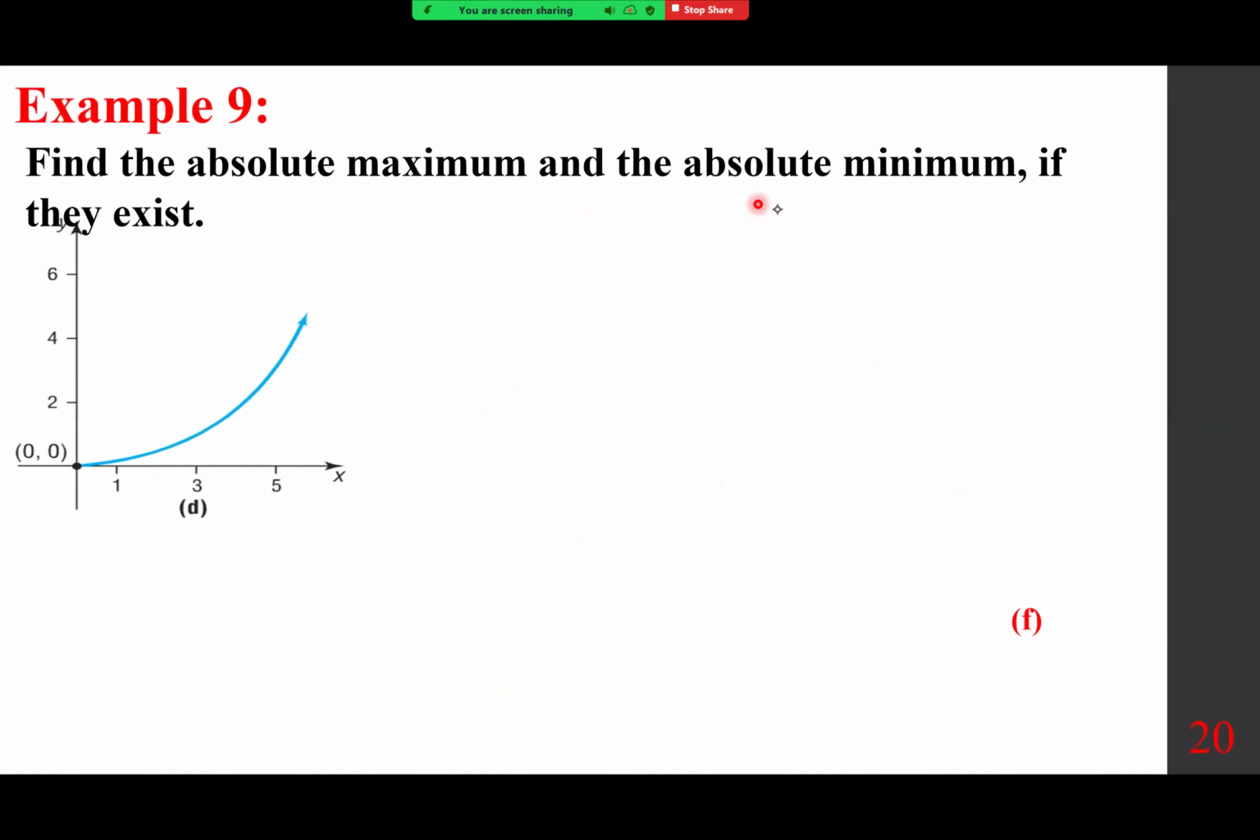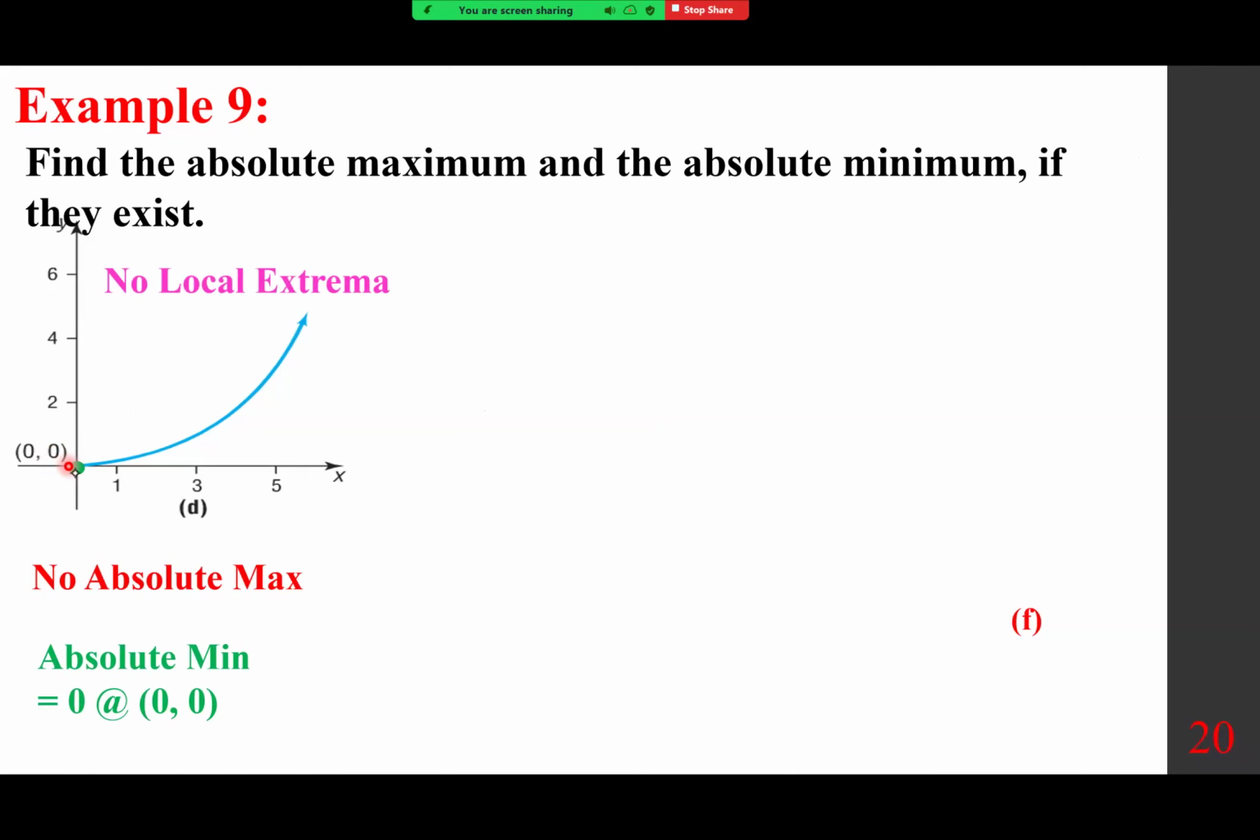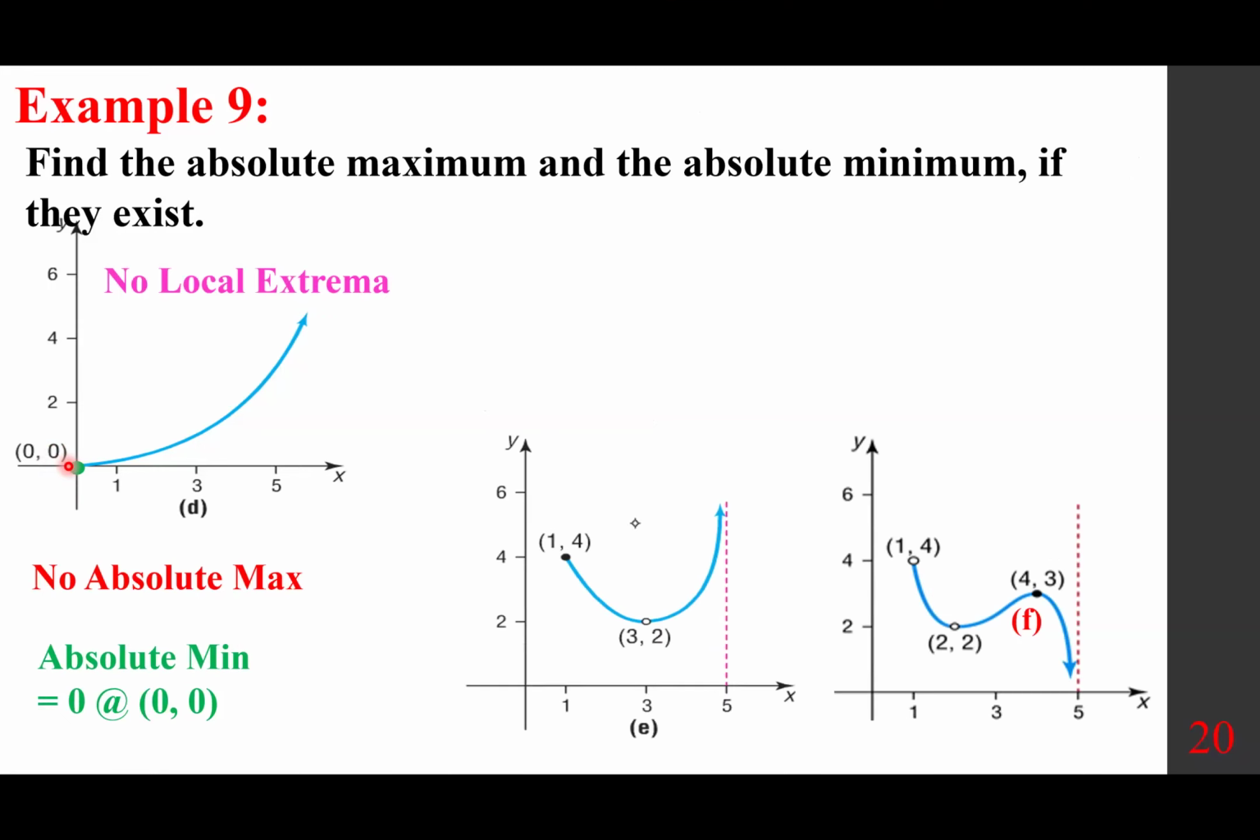Find the absolute max and the absolute min if they exist. If we look at this one, it continues indefinitely, so there is no absolute max. However, this ends here. This is the location of the absolute min. So absolute min is equal to 0, which is the y coordinate at 0, 0. There are no local extrema. Let's look at this case.